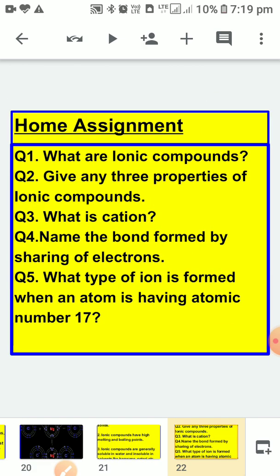Now after that, children, I am giving you home assignment. Questions are: what are ionic compounds? Give any 3 properties of ionic compounds. What is cation? Name the bond formed by the sharing of electrons. And the last question is: what type of ion is formed when an atom is having atomic number 17? So you have to finish all this work.